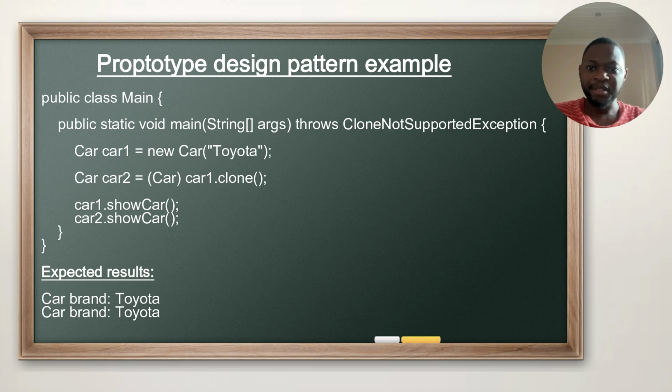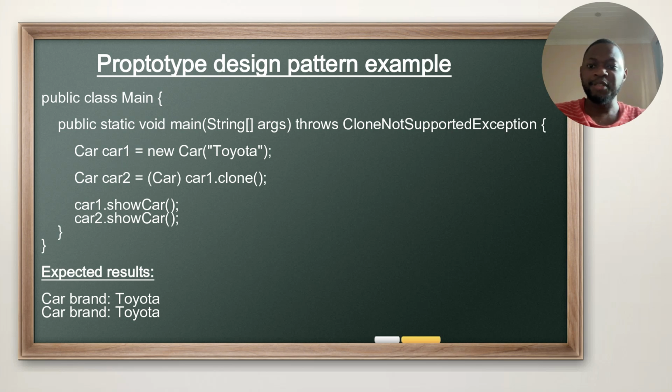On the next slide we have our Main class and our main static method, and as you see there, firstly we have our car1 attribute, which is equal to new Car, and we're passing the Toyota brand as a string. And below that we have a car2 reference, and we say it equals car1.clone, cloning the car1 object.